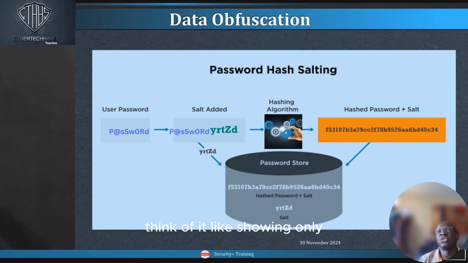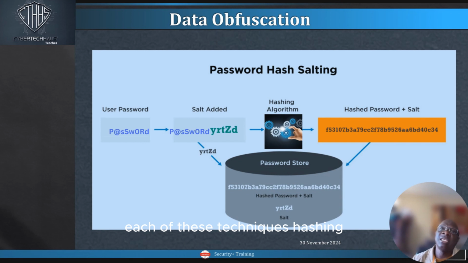Masking. Masking is like covering up parts of data so only part of it is visible. Think of it like showing only the last 4 digits of a phone number or a social security number. In cybersecurity, data masking hides parts of sensitive information, so people who see the data can still use it for things like verifying identity, but they don't see the full sensitive information. This protects privacy while still allowing some useful access to the data.